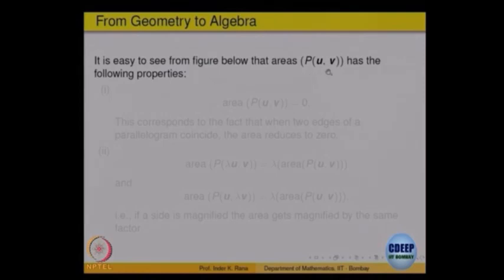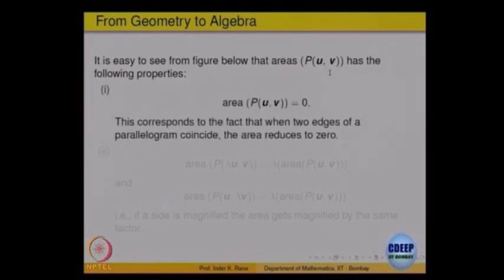Now, this concept of geometric area has very nice properties. The first property is that if the two vectors coincide, then there is no parallelogram, and the area is 0. So, if the two vectors U and V are the same, then P(U,U) equals 0. There is a typo on the slide here; it should be P(U,U) equal to 0.